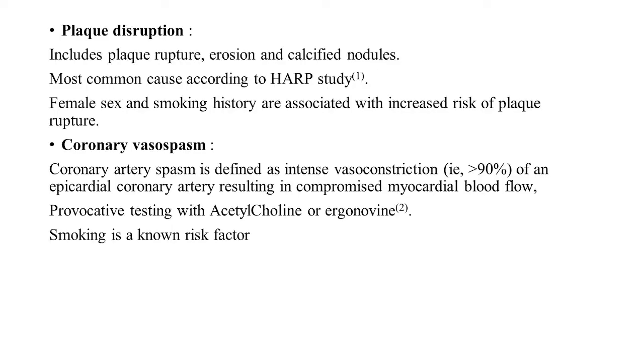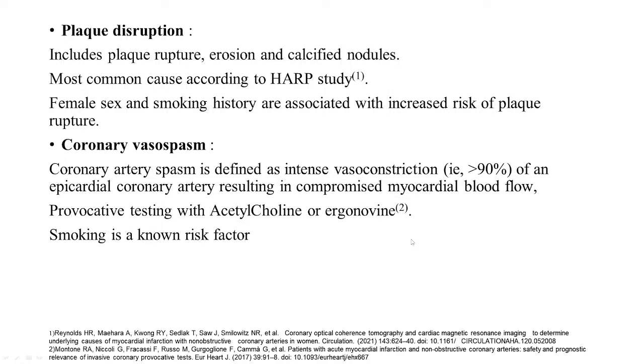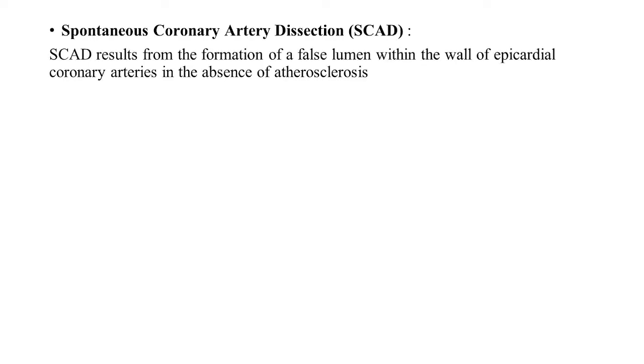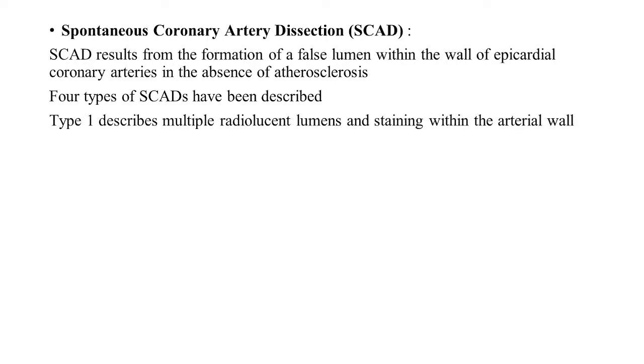So that is one cause of MINOCA, coronary vasospasm, and how it is diagnosed. Coming to the next causes. The next one is spontaneous coronary artery dissection. I won't be going into much detail about every cause. We will be seeing the coronary flow reserve function tests as well as provocative testing, which we have already gone into. Spontaneous coronary artery dissection means that the patient is spontaneously getting a false lumen within the epicardial coronary arteries, in the absence of atherosclerosis. There are 4 types of SCAD that have been described.